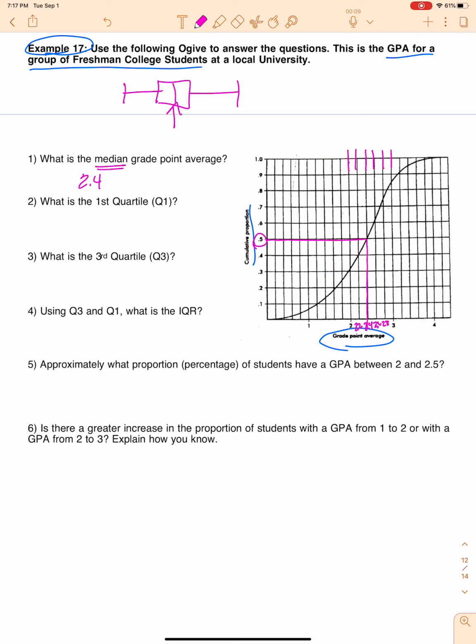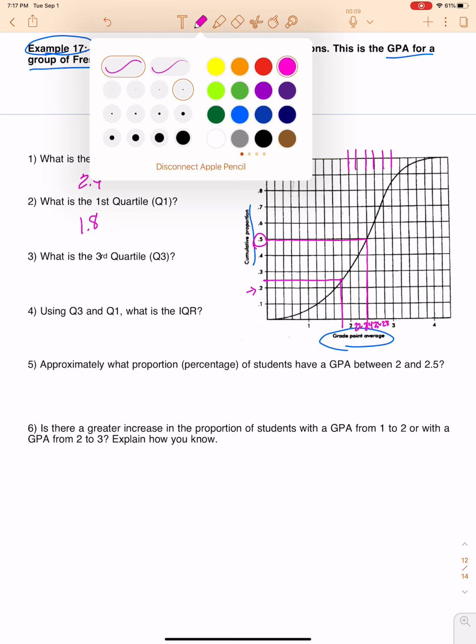All right, now part 2, what is the first quartile? Well, remember the first quartile is the 25th percentile. So if we go to 25 over here, well, here's 0.2, so 0.25 is going to be halfway between 0.2 and 0.3. So be careful and pay attention to that. So I'm going to draw this over to my graph, drop it down. I'm at 1 space over from 2 to the left, so that would give me 1.8.